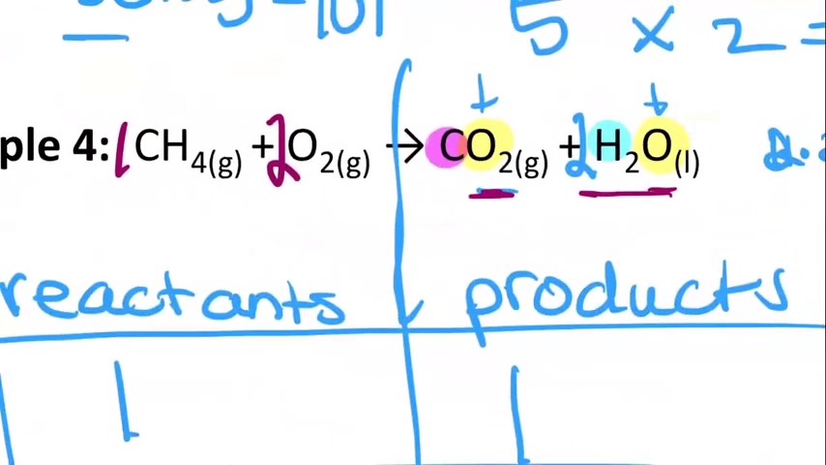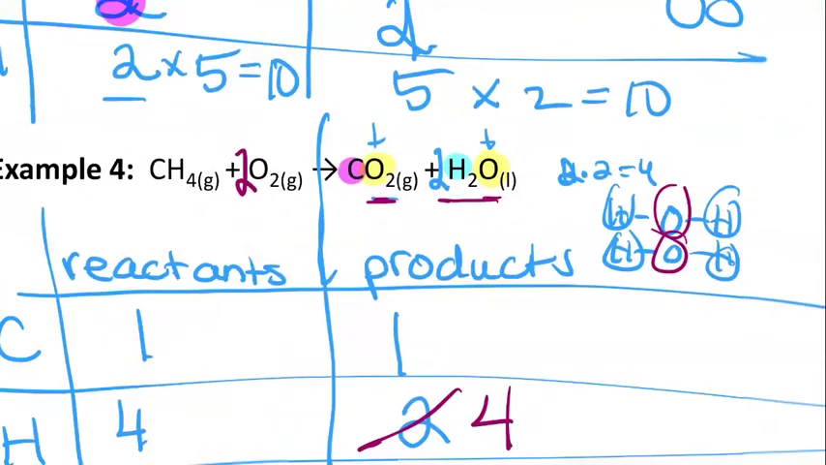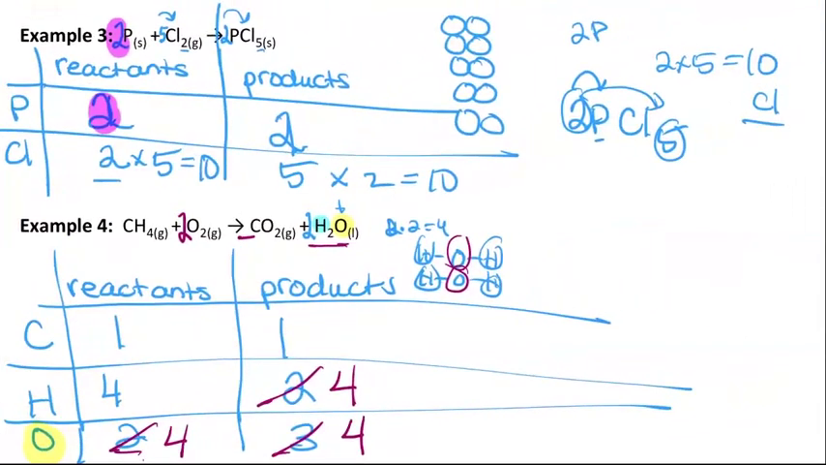And you don't have to, that 1 is understood. So you could actually not put it there at all. And I don't need anything in front of this CO2. Again, I could put a 1, but I don't need to. And I have a 2 in front of the water.